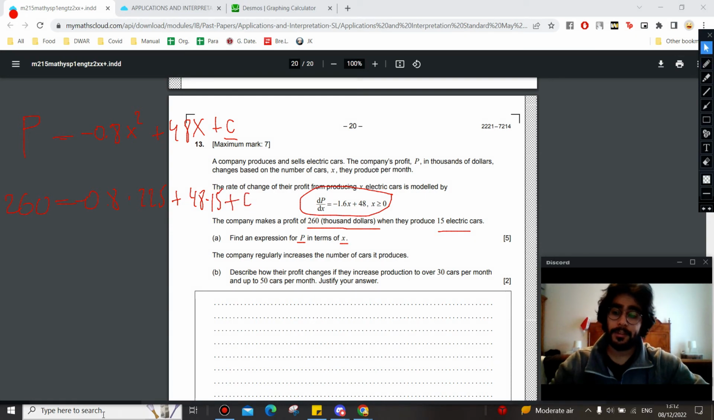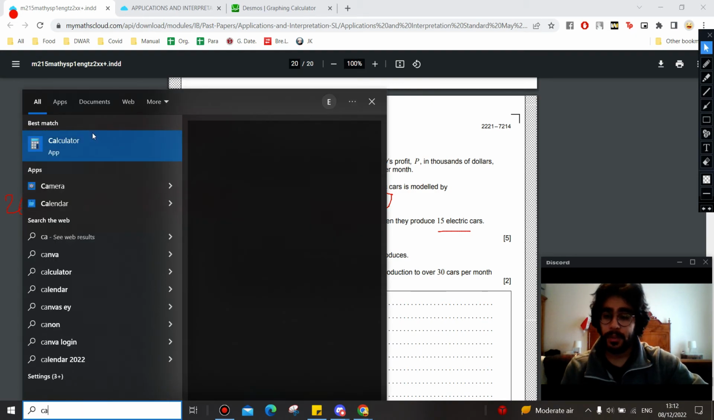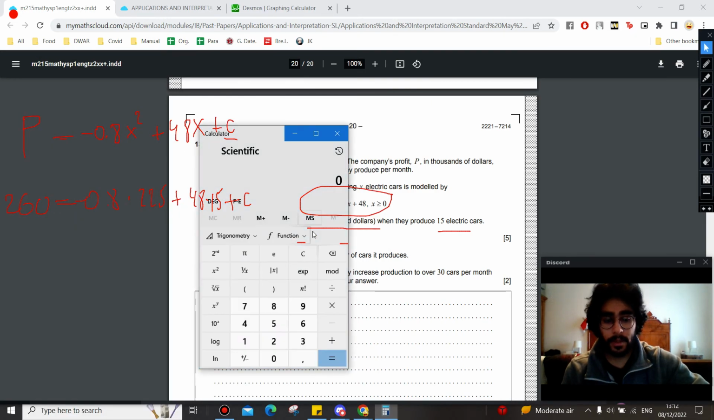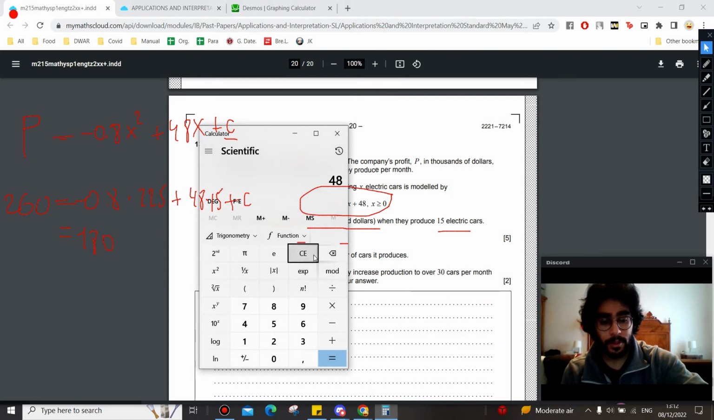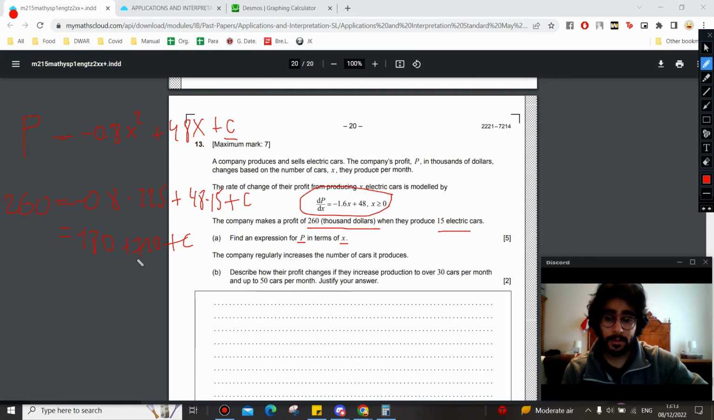Now I can calculate this by using the calculator, of course. 0.8 times 225 is 180, so this is minus 180, of course, there's a minus in front of it. And 48 times 15, well, it's easy to calculate actually, but I will just use the calculator. 720, and I have plus c. Okay, so minus 180 and 720 will be equal to 540 plus c.